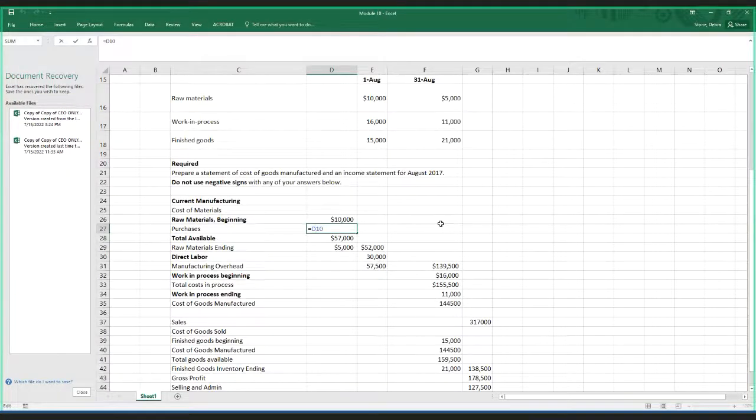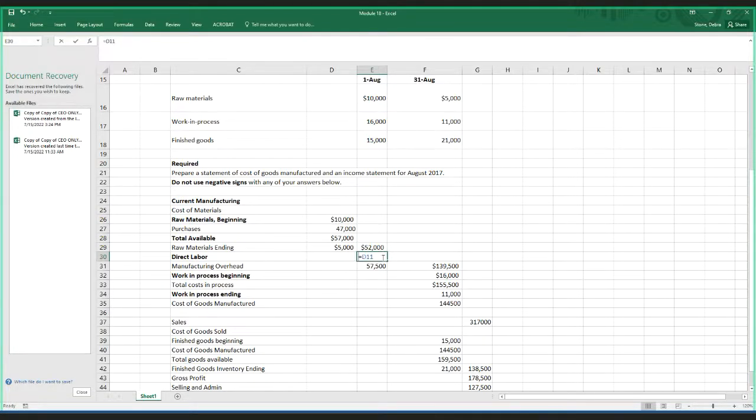Okay, and then you're going to get the total available, and then you're going to take the raw materials balance at the ending time period. It's the end of the month, and you're going to put that there, and then you're going to get this number, which is basically the raw materials. You started out with the beginning, you purchased so many new ones. You had 57,000 available for your processing, and you have 5,000 at the end. So that means you used 52,000.